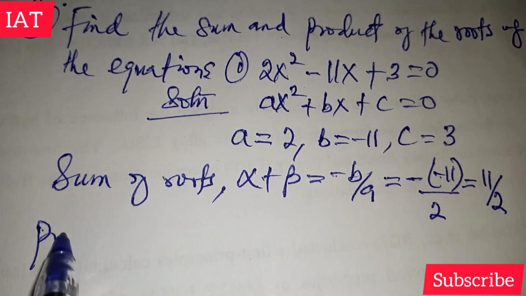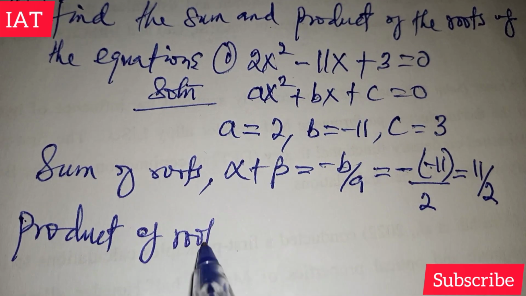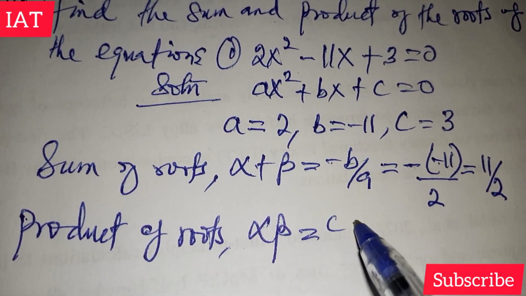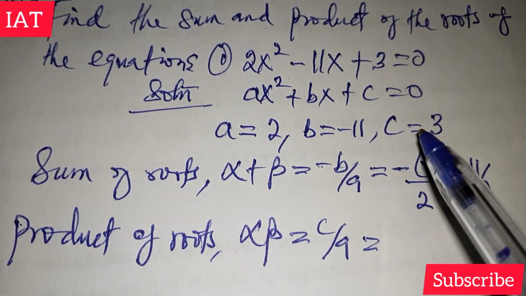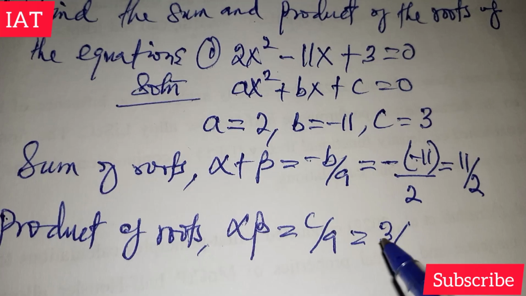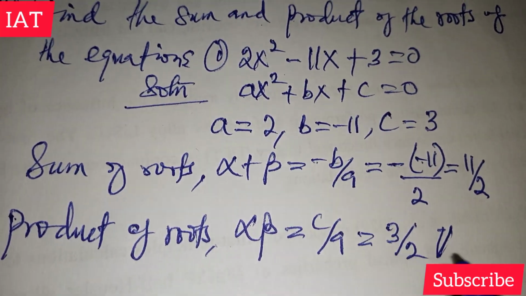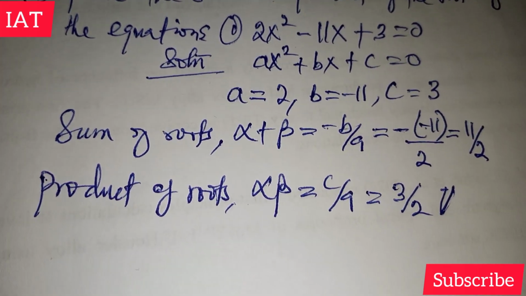Then what about when we talk about the product of roots? The product of roots has the formula to be alpha beta, which is c over a. Alright, so what is c? C here is 3 over what is a? A is 2. So the answer becomes 3 over 2. So we are done with that essentially.